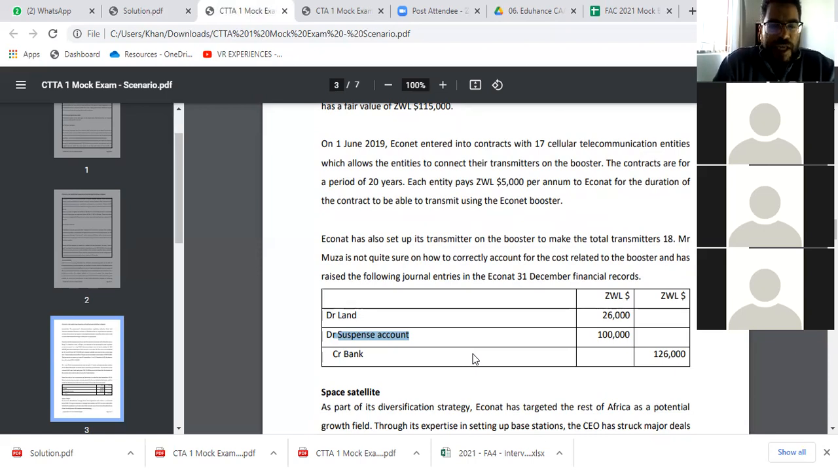So the question would be, how do they treat these towers? So I'm assuming they call it a booster. Okay, how do you treat these booster towers? Do you treat it as PPE or do you treat it as investment property? Now the question is, what is investment property? Okay, so investment property, is it only land and buildings, or what exactly is it?